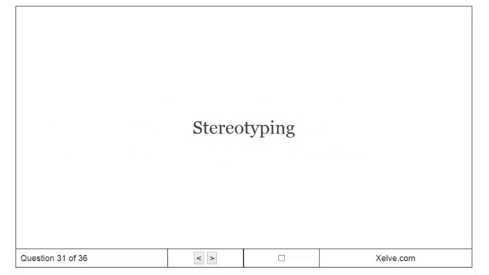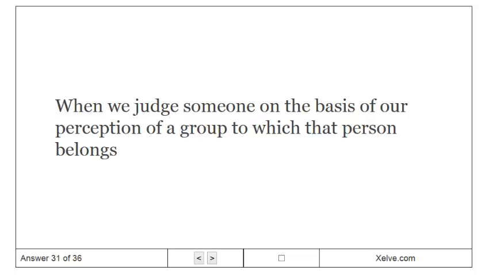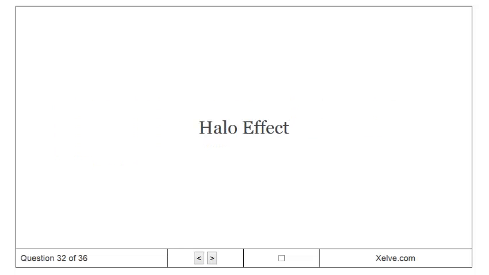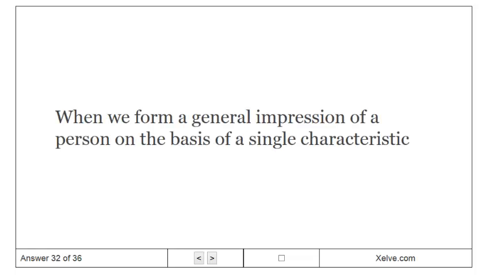Stereotyping. When we judge someone on the basis of our perception of a group to which that person belongs. Halo effect. When we form a general impression of a person on the basis of a single characteristic.